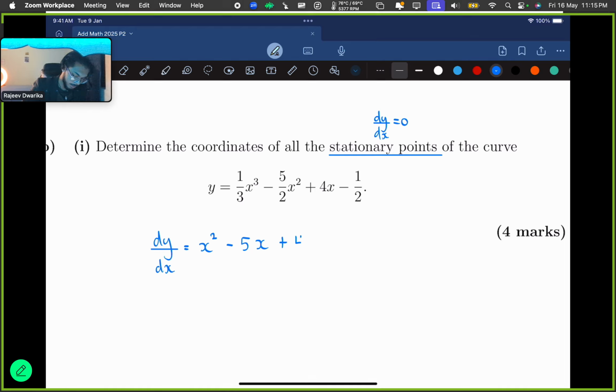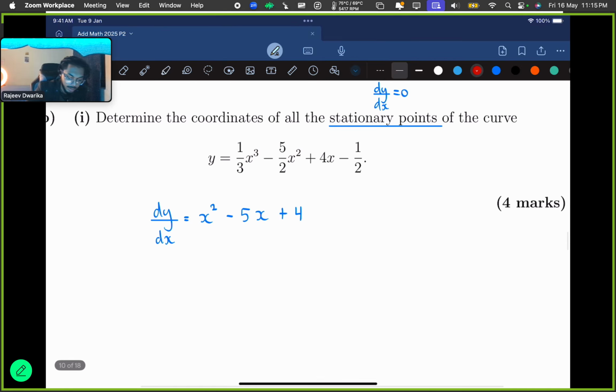4. Right, so I feel like some people would get confused with how I do it. So guys, when you differentiate, you're multiplying by the power with the coefficient, and then you're taking away 1 from the power. 3 by a third is just 1. 2 by minus 5 over 2, the 2 and the 2 will cancel off, so that leaves minus 5. So I hope nobody was confused by that. And then I'm going to put it equal to 0. So 0 is equal to x squared minus 5x plus 4.